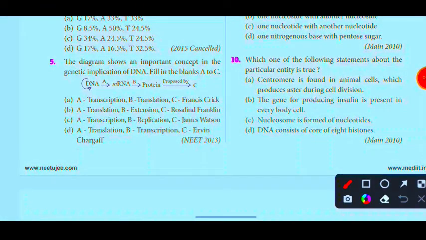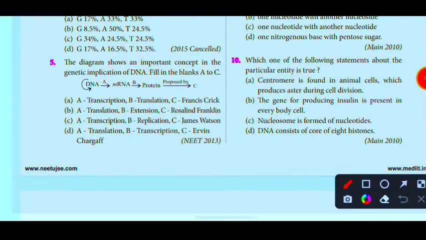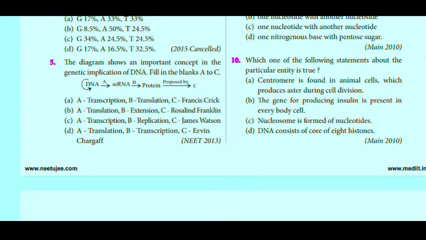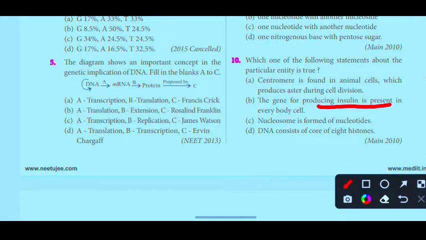The 10th question is, which one of the following statements about particular entity is true? Option A, centromere is found in animal cells which produces aster during cell division. Option B is the gene for producing insulin is present in every body cell. Option C is nucleosome is formed of nucleotides. Option D is DNA consists of core of 8 histones. The answer for this question is option B, that is the gene for producing insulin is present in every body cell.